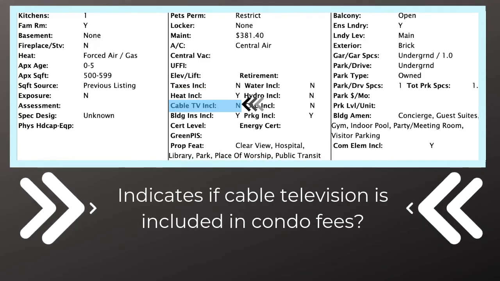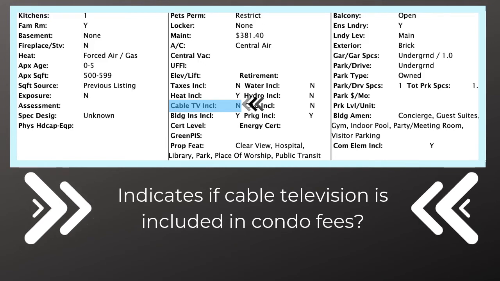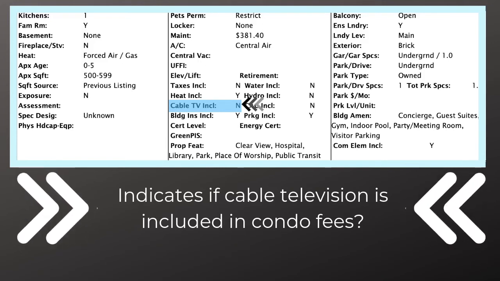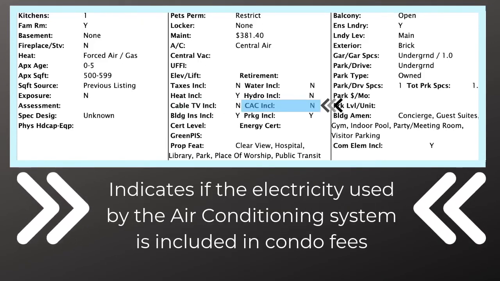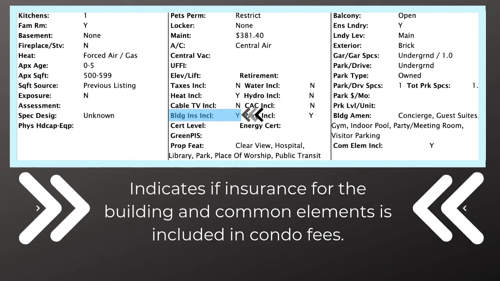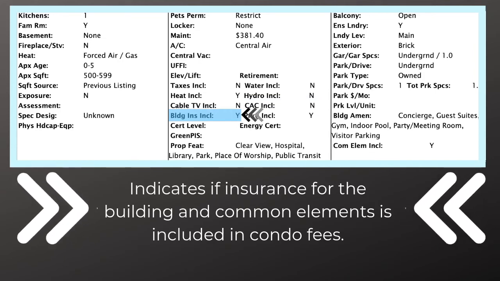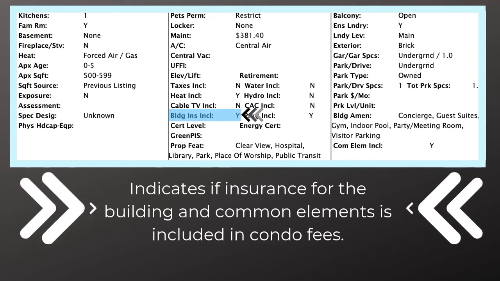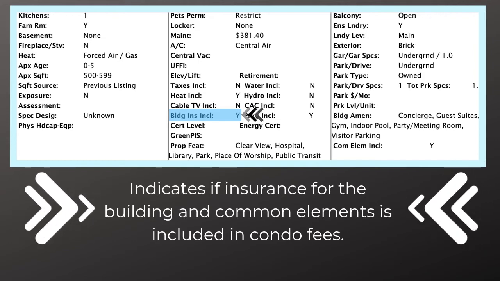The next one is cable TV. Is cable included with the condo fees? CAC. This indicates if the electricity used by the air conditioning system is included with the condo fees. This next one indicates if the insurance for the building and common elements is included with the condo fees. Please don't mix this up with home insurance, 2 different things.